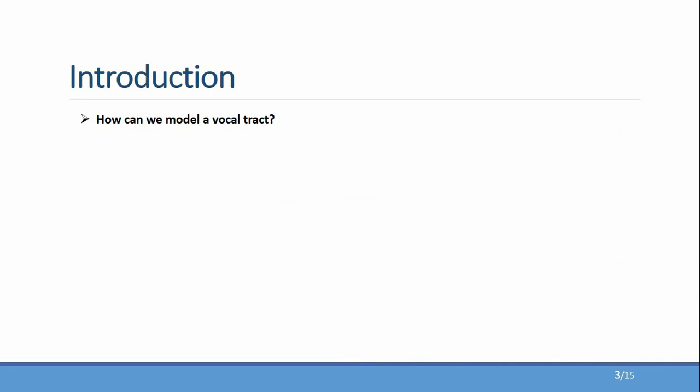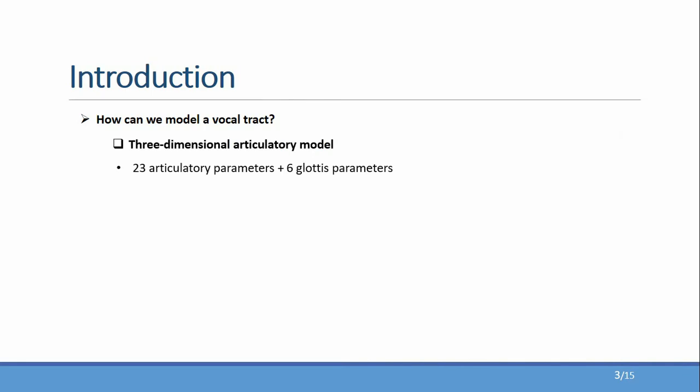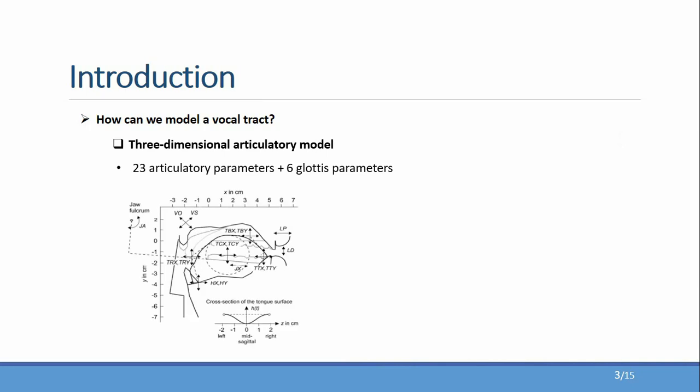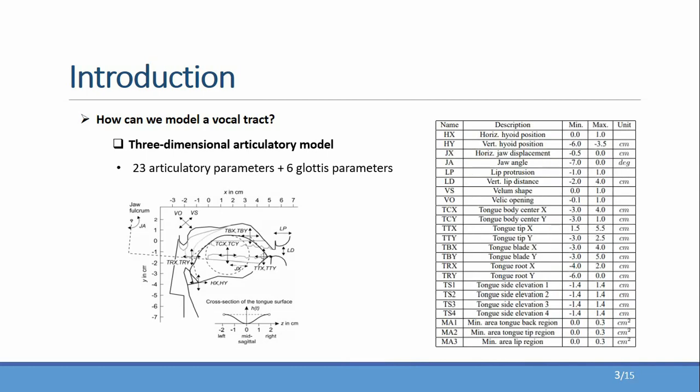Numerous models have been proposed till now. We use the three-dimensional vocal tract model developed by Peter Birkholz, which consists of 23 articulatory and 6 glottis parameters. This figure shows the model and the definition of these vocal tract articulators in 2 dimensions, and this table shows the range of these parameters for a German male speaker.